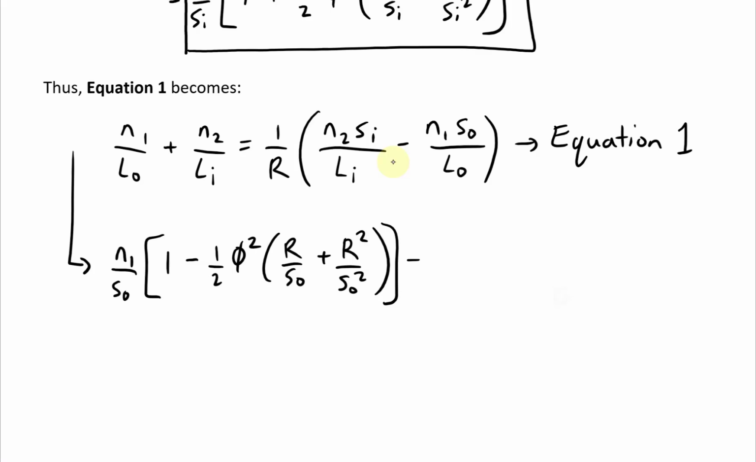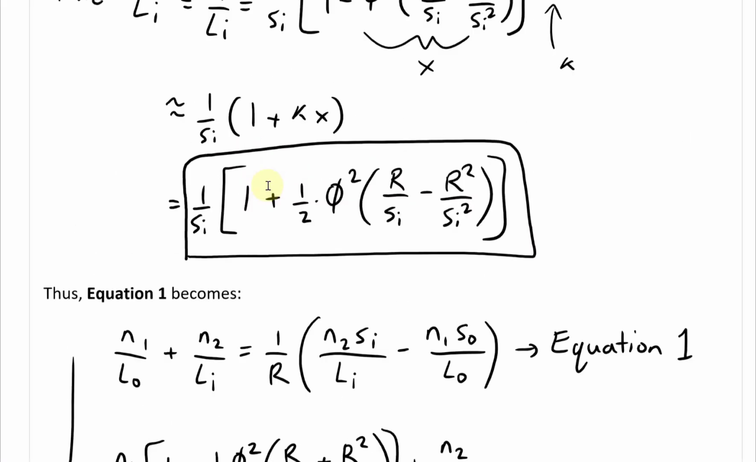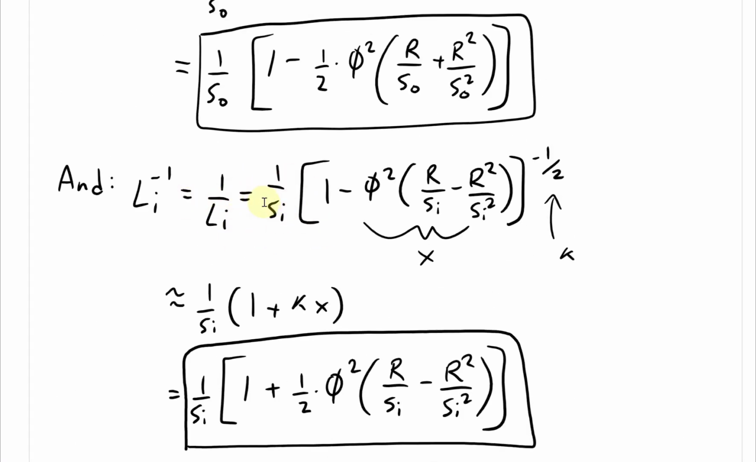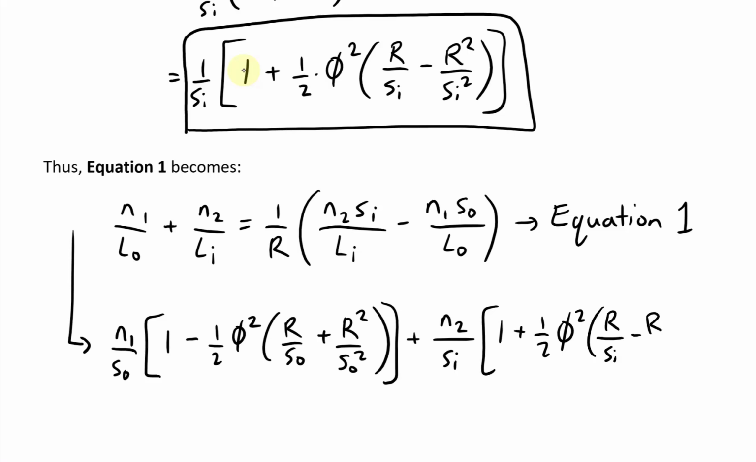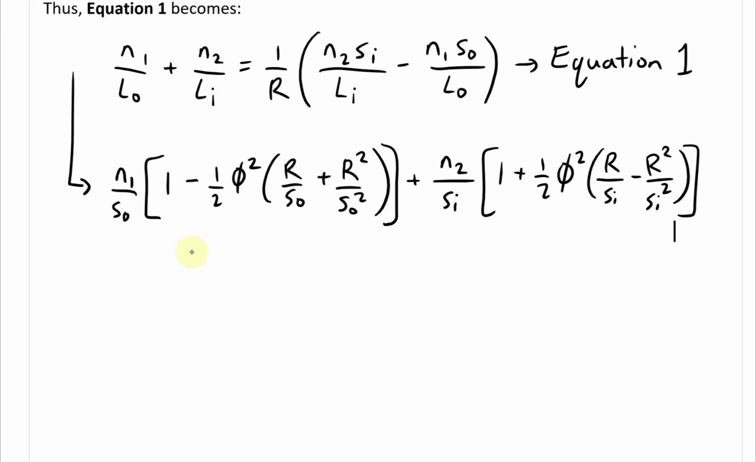So now this is going to be plus N2 times 1 over Li. So multiply by Si over here. And then this is going to be bracket 1 plus 1/2 phi squared times R over Si minus R squared over Si squared bracket. Yeah, so now this is only just the left side of the equation. So now this whole thing is going to equal this part here.